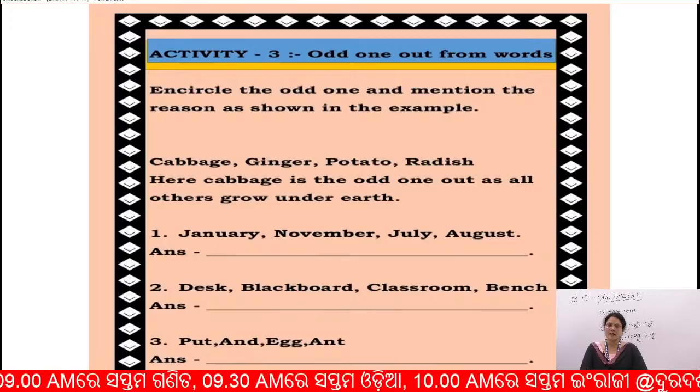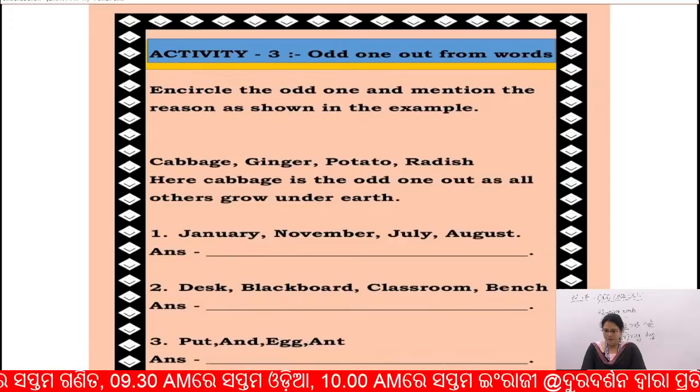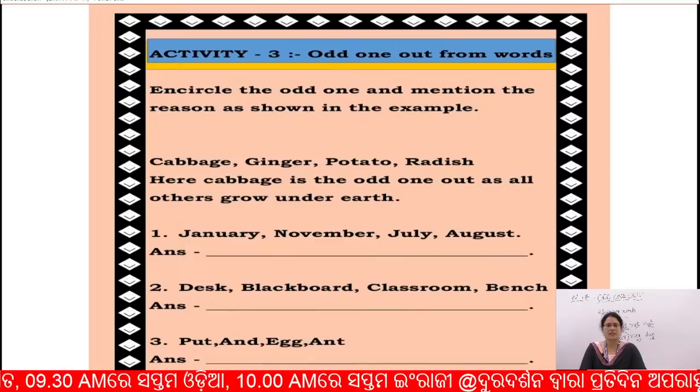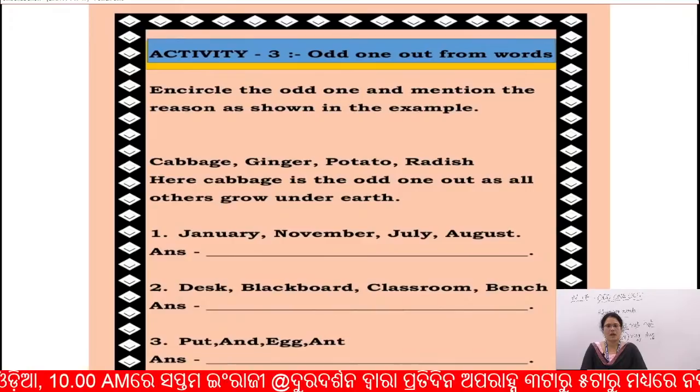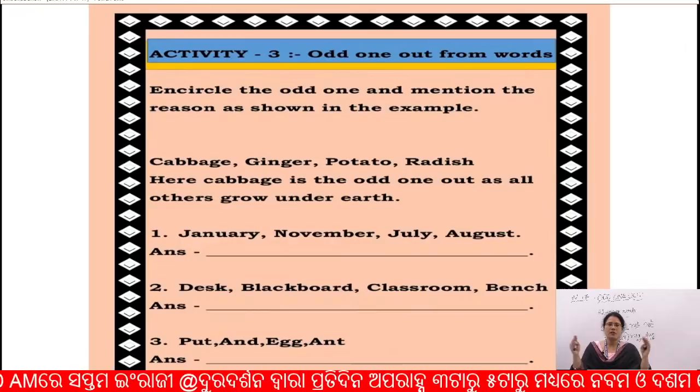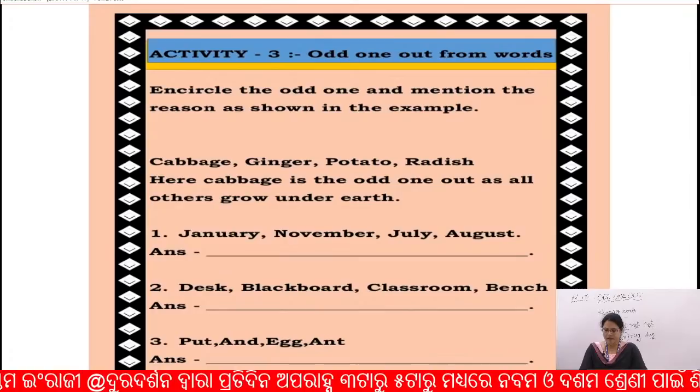In question number 2: desk, blackboard, classroom, bench. All these are seen in a classroom, yes or no? Then which one is odd? How will we identify? Desk, blackboard, bench. We see all these objects inside a classroom. Then the classroom is different, isn't it? Because the classroom is the whole object, and these are the objects inside the classroom. In this way, classroom is different.